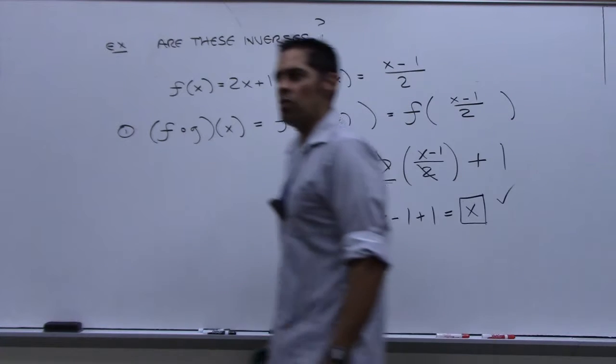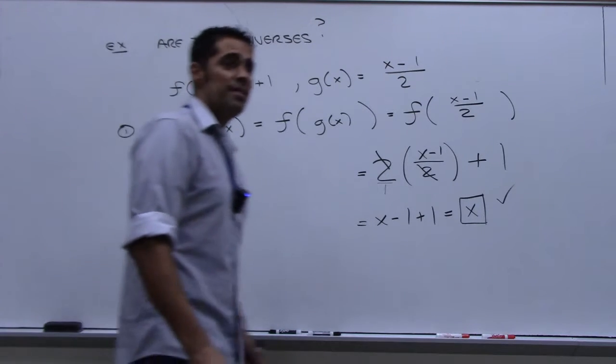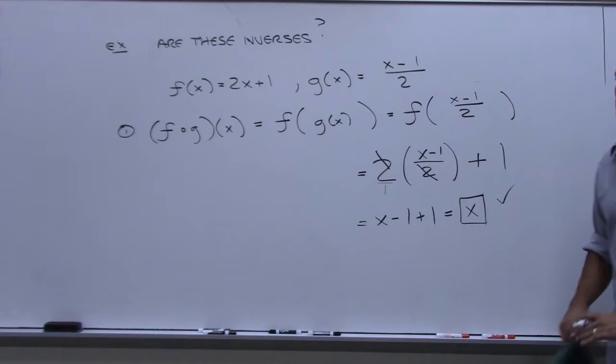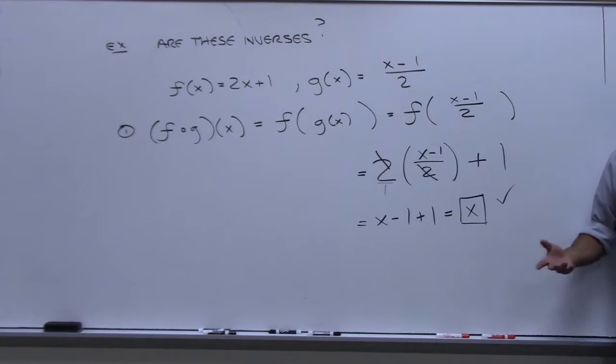That's one of the two things we've shown. Now you have to show the composition the other way. The good news is when you do this on the test, when you verify that two functions are inverses, you'll know if you're getting the right answer because you should be getting x here. If you don't get x here, something's messed up.